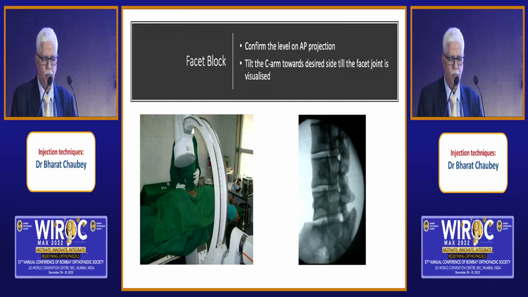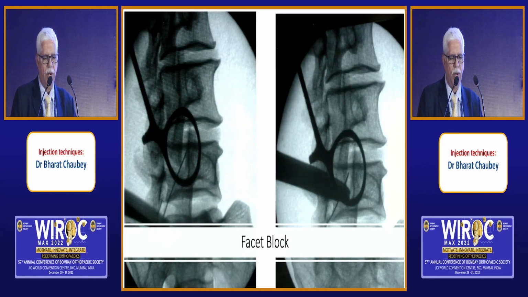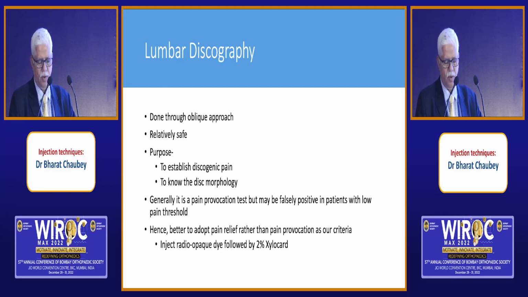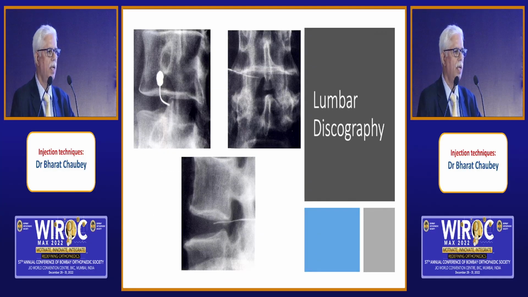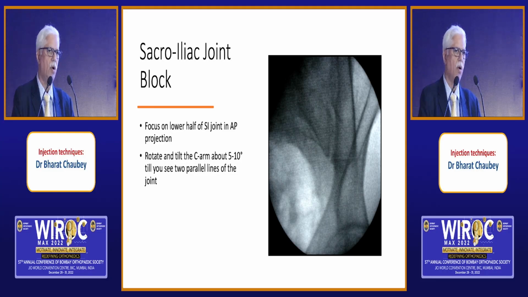For the facet block, first we choose AP, then oblique, and then this Scotty dog appearance. Then we put our needle here, and then we bend the needle to make a hockey stick. When it comes to lumbar discography, we choose the Campbell's triangle, reach there, enter, inject the dye, see the morphology, and then accordingly we proceed.